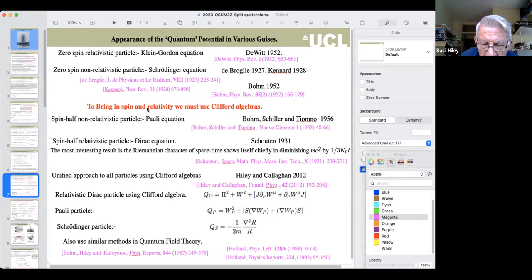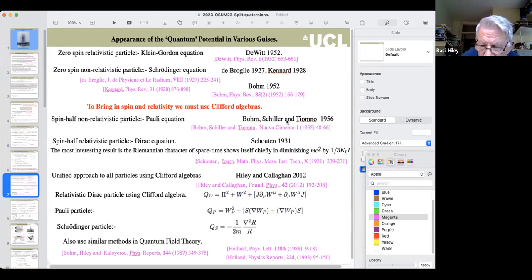But if you want to go to a spin particle and relativity, then you're forced into Clifford algebras. I got very interested in Clifford algebras because I used to listen to Roger Penrose in the early days when he was talking about twistors. And I only began to understand what he was talking about in those early days when I mastered Clifford algebras. It's interesting to note that Clifford was professor of mathematics at University College, where I am at the moment. So it's a little homegrown exercise, this one.